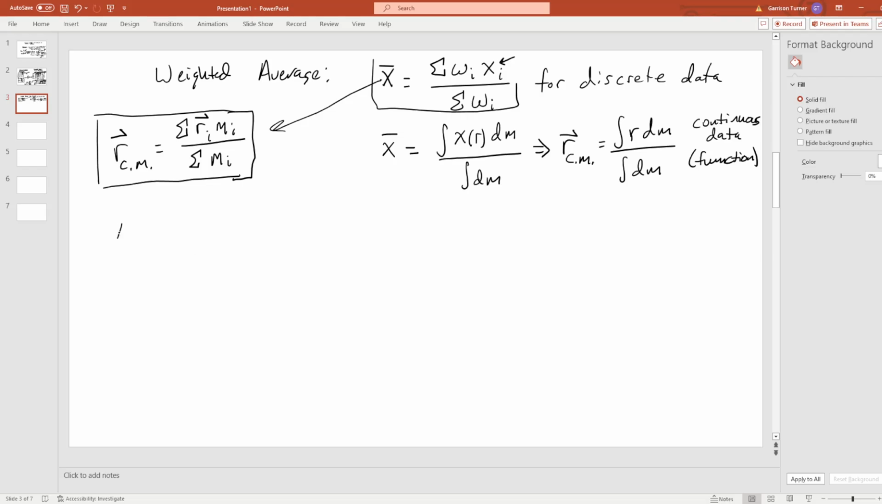Let's think about a dumbbell where I have mass 1, mass 2, and they're connected by a bar of length L. And let's consider the bar to be massless. So this is a really, really light bar compared to the mass of the dumbbells. And further, let's assume that these masses are equal. So this is a true dumbbell.